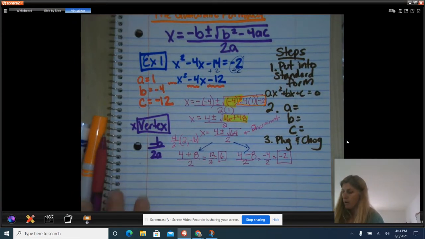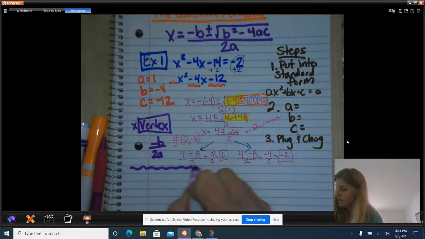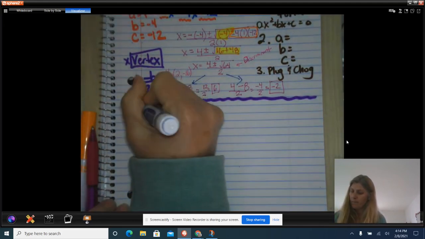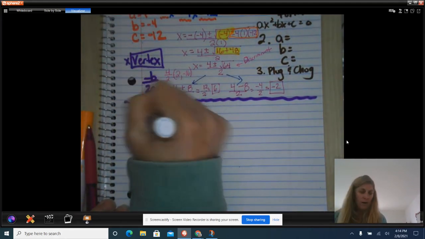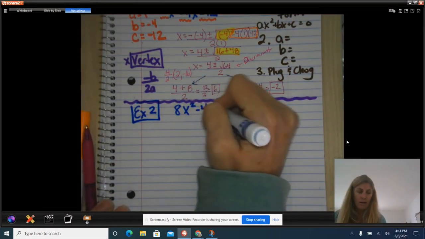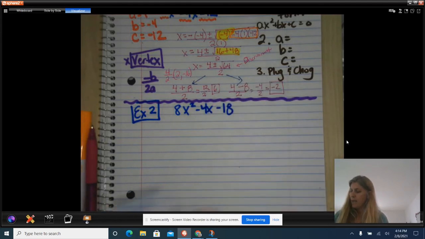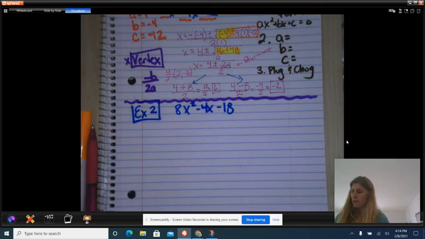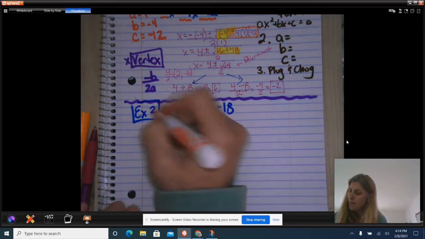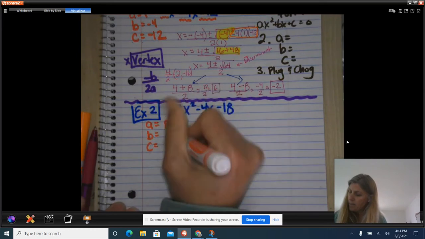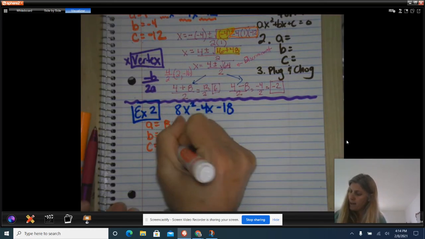Okay, we're going to go ahead and try one more example just to practice. So example 2, we are going to have 8x squared minus 4x minus 18. And in this case, I can tell already that it's in standard form because there's no number on the outside. So I'm going to jump in by taking out my a, my b, and my c. My a is 8, my b is negative 4, and my c is negative 18.